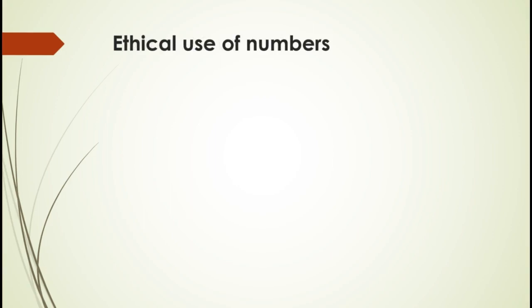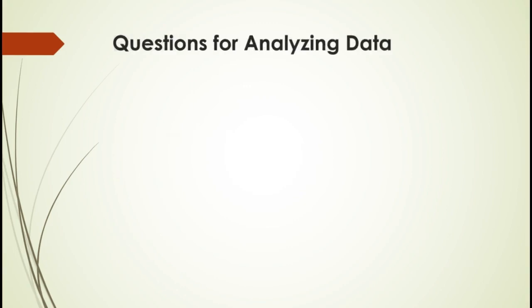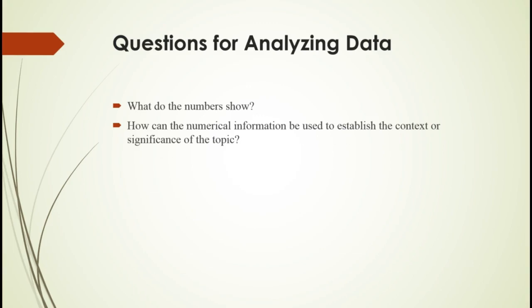Ethical use of numbers means that one uses reputable sources and does not invent or intentionally distort numbers for his or her own purposes. Do not ignore alternative points of view. When analyzing data, ask yourself, what do the numbers show? How can the numerical information be used to establish the context or significance of the topic? How can the numbers help describe the topic more precisely?